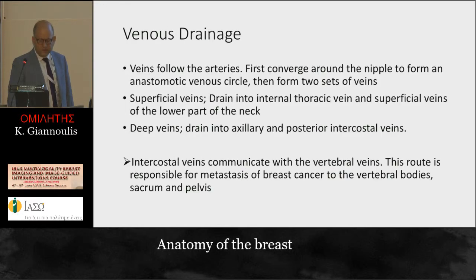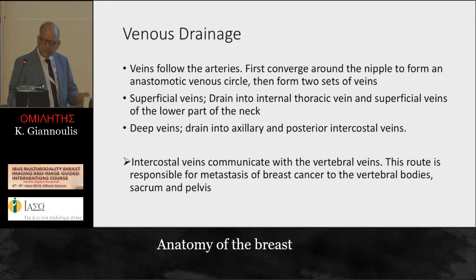Venous drainage follows the arterial supply, and small venules converge around the nipple initially to form an anastomotic venous circle, and then they form two sets of veins. The superficial veins drain into the internal thoracic and the lower part of the neck, and the deep veins drain into axillary and posterior intercostal veins.